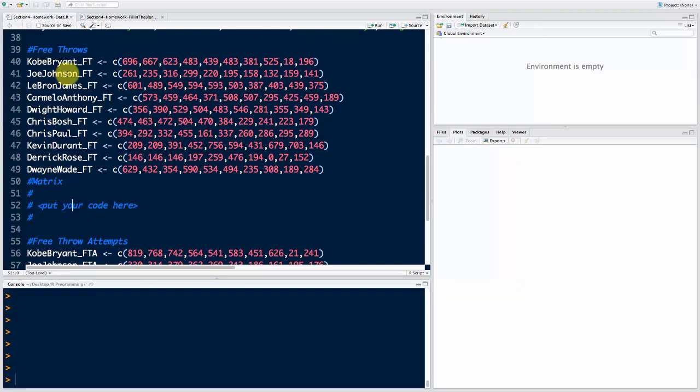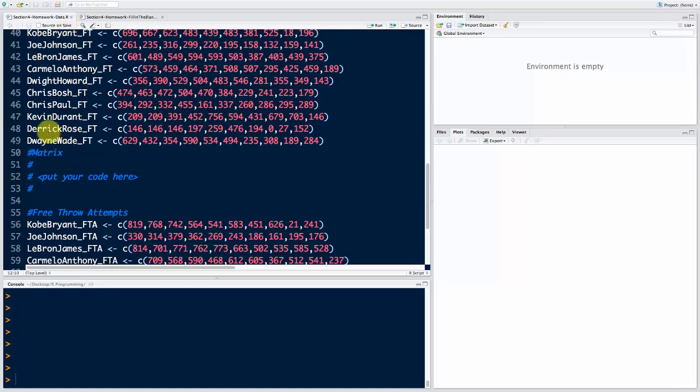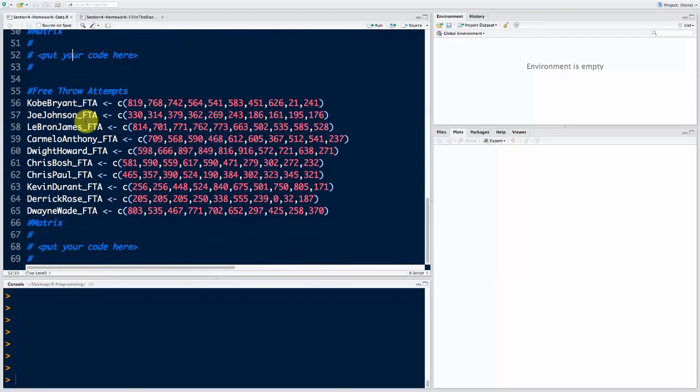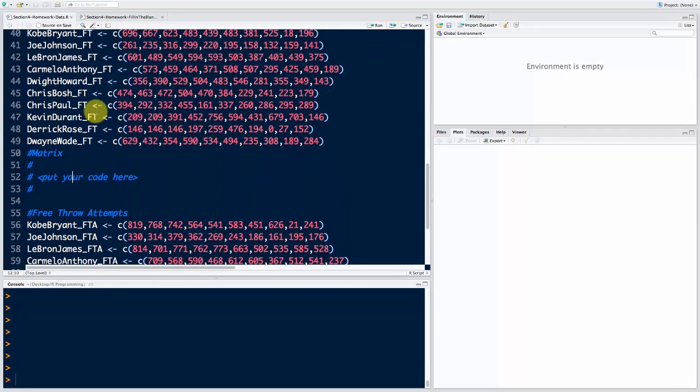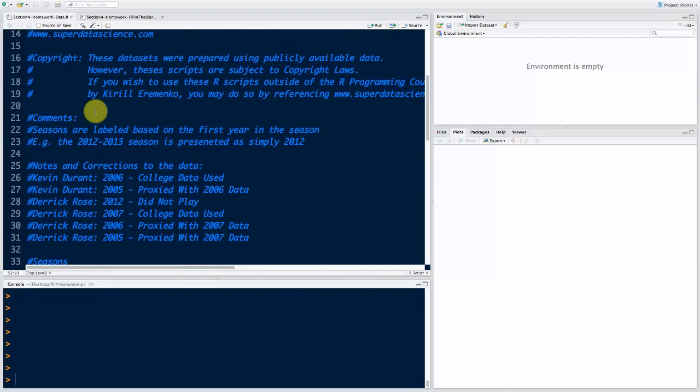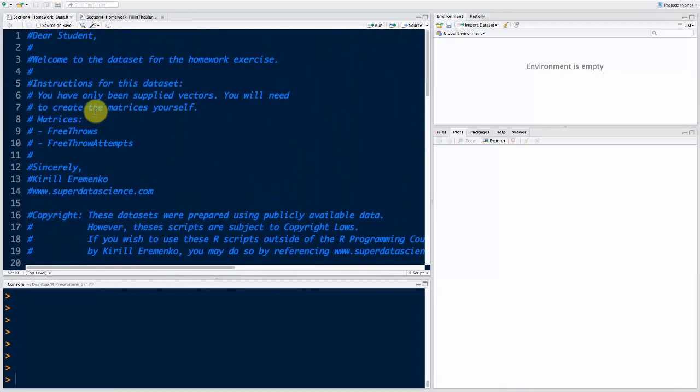So basically you need to find a way to turn these vectors into a matrix, and you're probably going to need a function, something like a bind function, to bind these vectors into rows. That's a little hint. And also for the free throw attempts. So once you have those 2 matrices, then just quickly check them and then proceed to calculating the desired statistics that we just talked about. So there we go. If you're comfortable with this challenge, then please proceed with it.